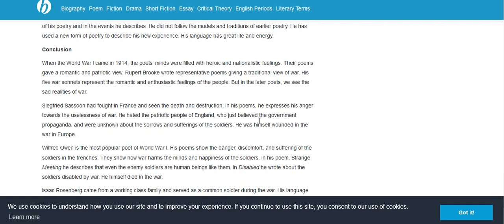So, when the First World War came in 1914, the poets' minds were filled with heroic and nationalistic feelings. Their poems gave a romantic and patriotic view, while some others discouraged the war by observing the horror and sufferings of war. Rupert Brooke wrote representative poems giving a traditional view of war. His five war sonnets represent the romantic and enthusiastic feelings of the people, but in the later poets we see the sad realities of war.